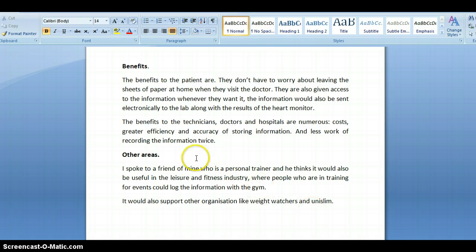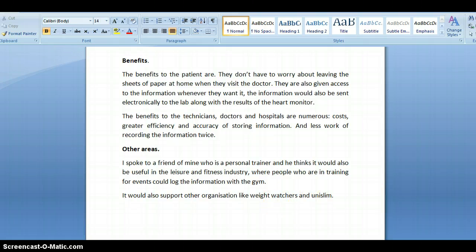And how could it be used in other areas? I also spoke to a friend of mine who is a personal trainer, and he thinks it would also be very useful in the leisure and fitness industry, where people who are in training for events could log their information with the gym. It would also support other organisations like Weight Watchers and Unislim.